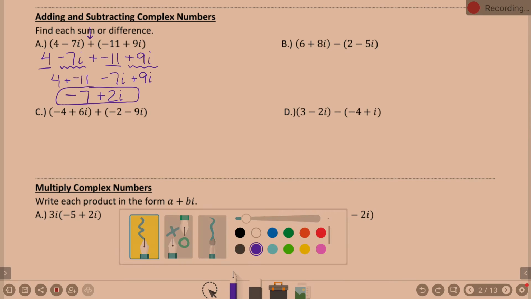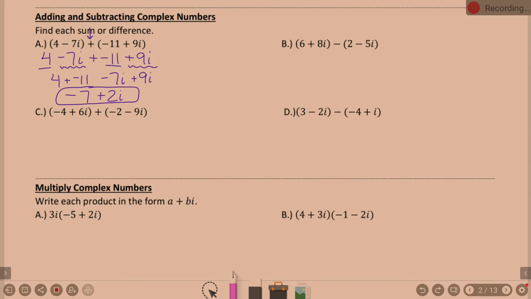Okay. Example B. What are we doing on example B? We're subtracting. Does that matter? Yeah. The parentheses have a little bit more of a purpose now. It's saying we're subtracting these two pieces.